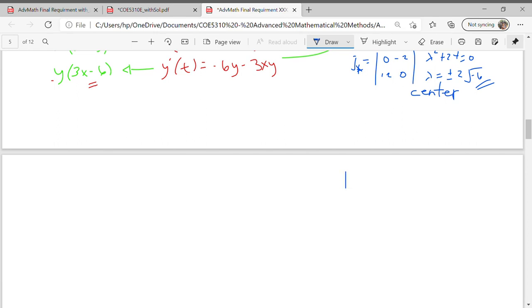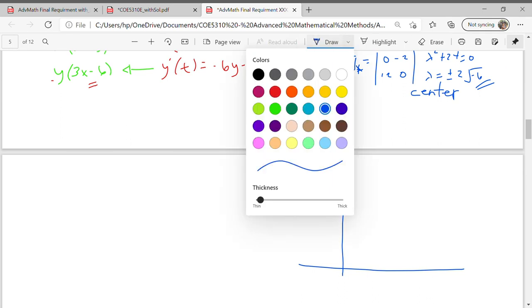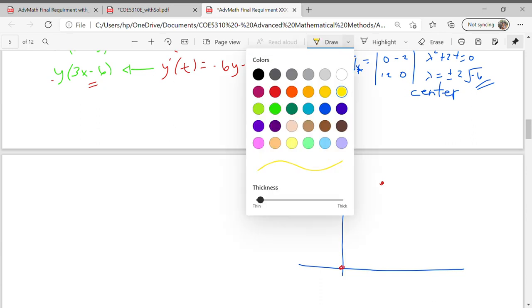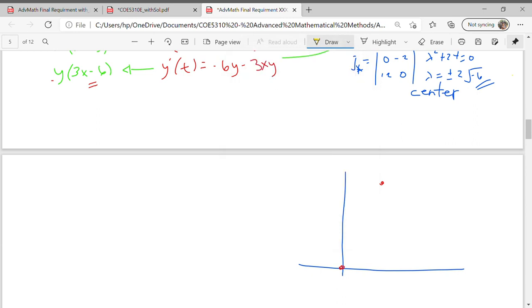So plotting the phase portrait, we have the first fixed point, 0, 0. Then we have 2, 4, somewhere here. Okay, and since we have a center, the tendency is to circle around.